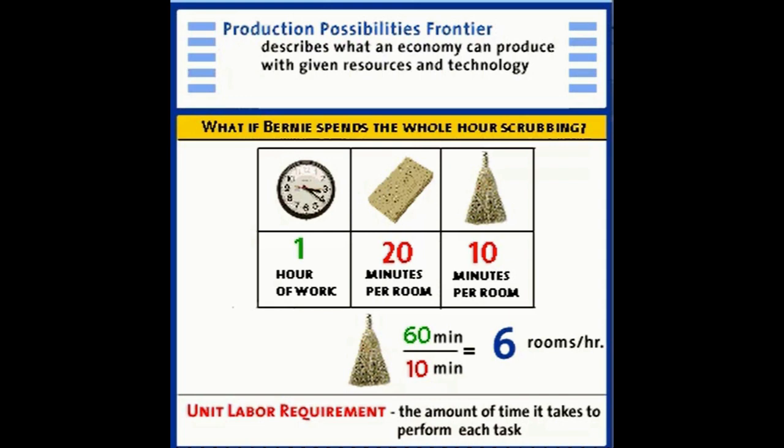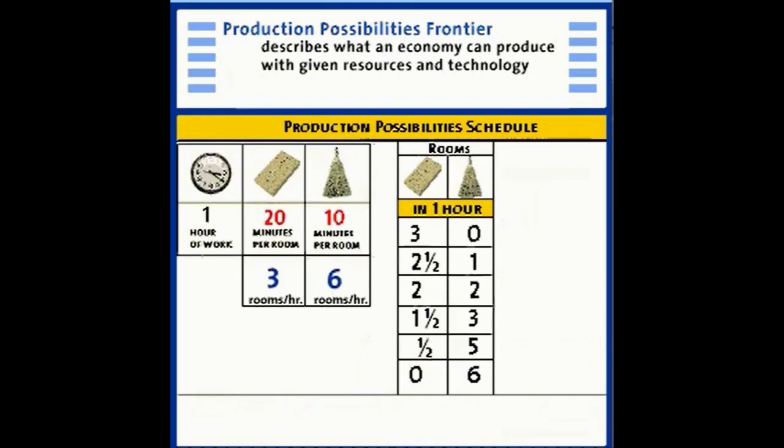And here we have a production possibility schedule, much like the one that we looked at last time for rice and wheat. Bernie can spend an hour scrubbing and scrub 3 rooms. That leaves no time for sweeping, so he sweeps 0 rooms. If Bernie decides that he wants to sweep 1 room, that's going to take 10 minutes. Subtract 10 minutes from 60 minutes to leave 50 minutes. Bernie has 50 minutes now to spend scrubbing, and if you divide 50 minutes by 20 minutes per room scrubbed, you find that Bernie has time to scrub 2.5 rooms.